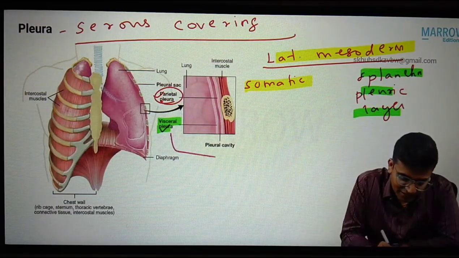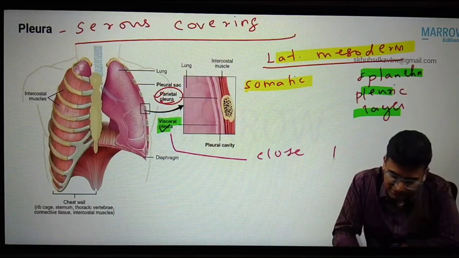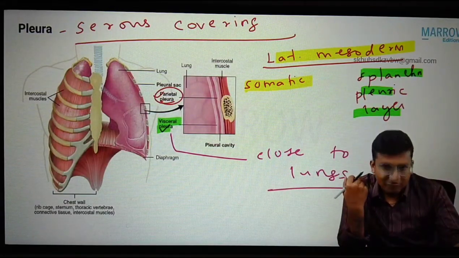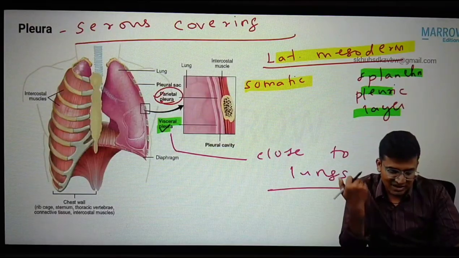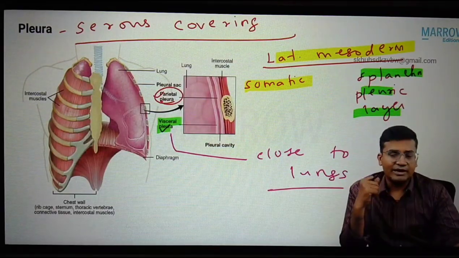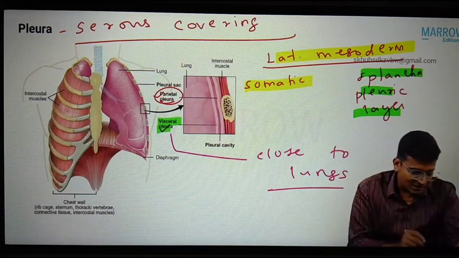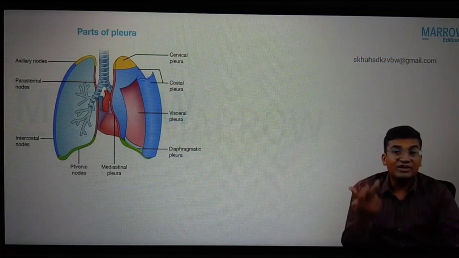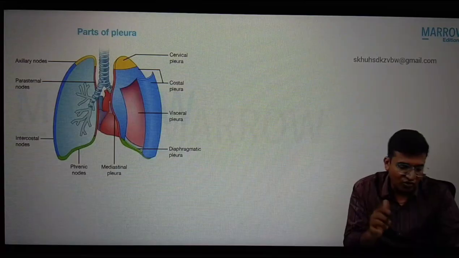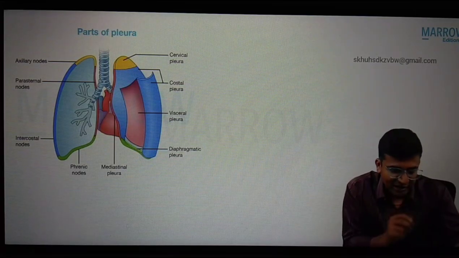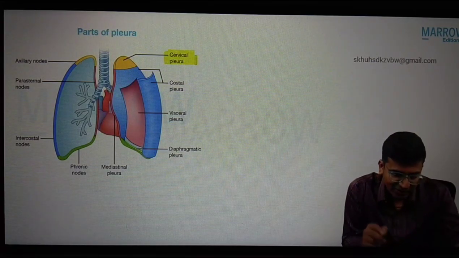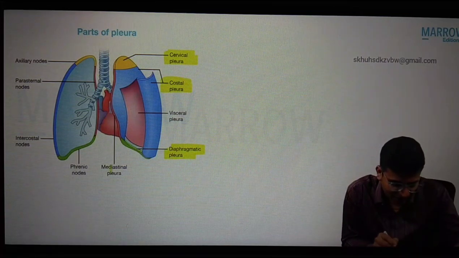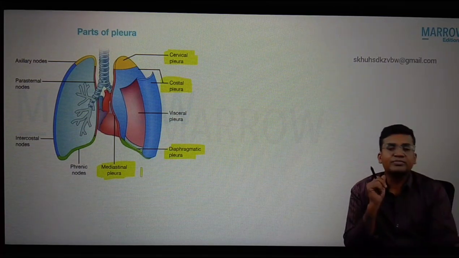So visceral pleura is very close to lungs. And they take the nerve supply from the lungs. Autonomic nervous system supplies the visceral pleura. Now what about the parietal pleura? The parietal pleura, depending upon the region present, we are giving different names. We have 4 types of the parietal pleura. What are those? Cervical pleura, costal pleura, diaphragmatic pleura, and the mediastinal pleura.